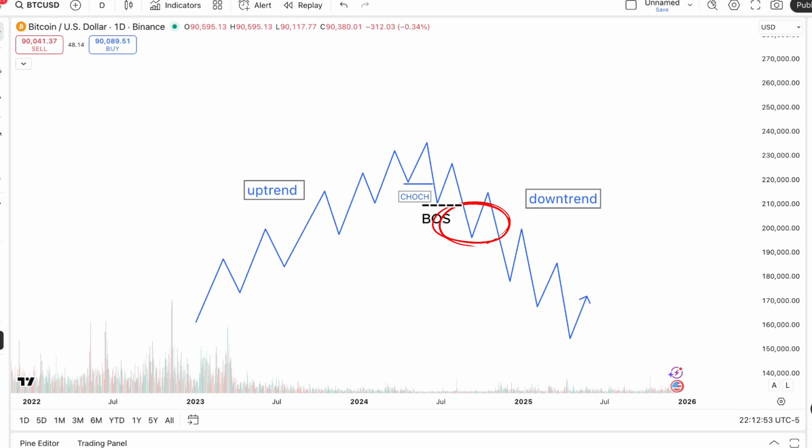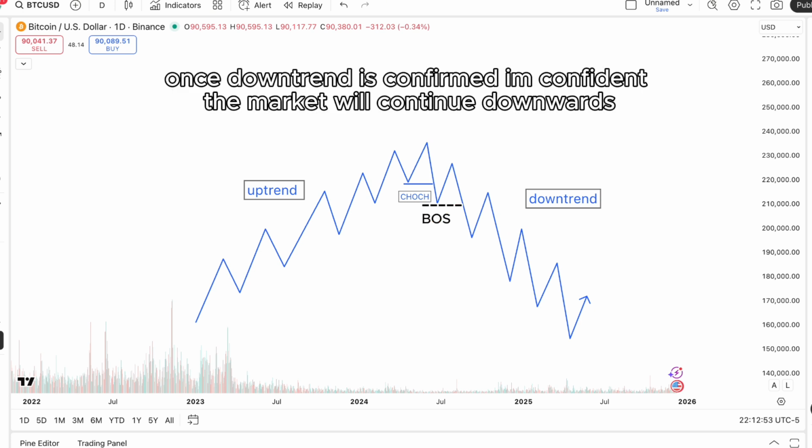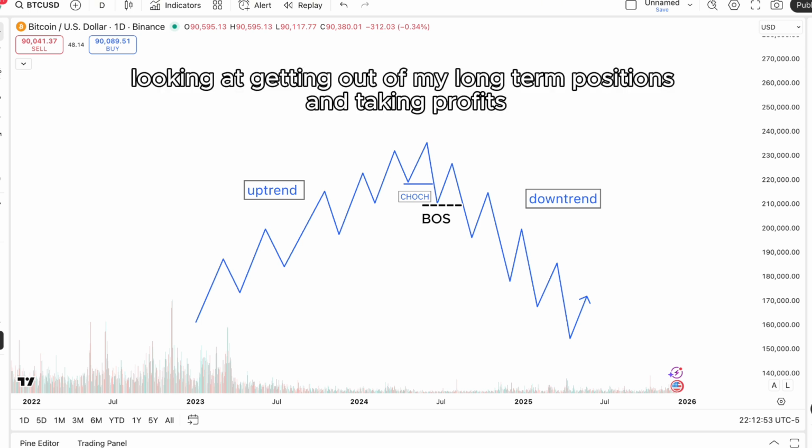Once the BOS prints, I'm no longer thinking uptrend with a deeper pullback. I'm now treating this as a new downtrend, so I'm expecting price to go lower. If I do have long-term positions in crypto, I'm looking at exiting these and then waiting to see what price is doing, as the likelihood of it continuing down is extremely high.